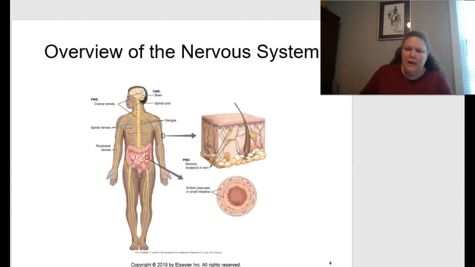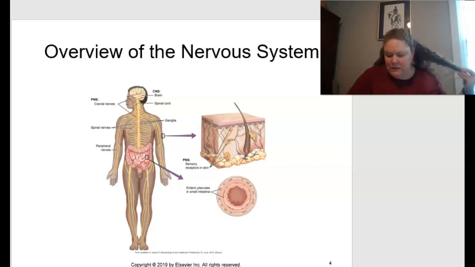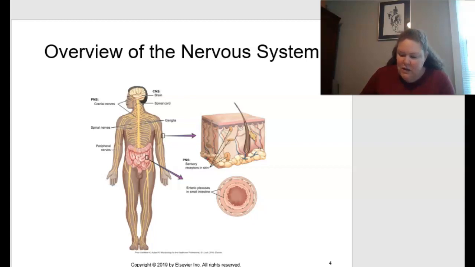So looking at this wonderful picture, this is figure 14.1 on page 327 of your book. This is the overview of the nervous system. The nervous system is divided into two components: the central nervous system, again, which is composed of the brain and the spinal cord.